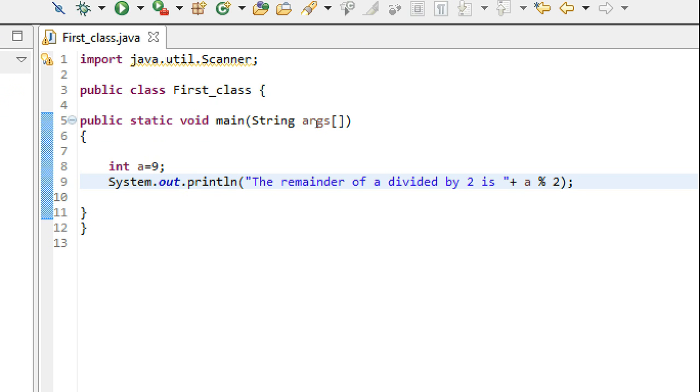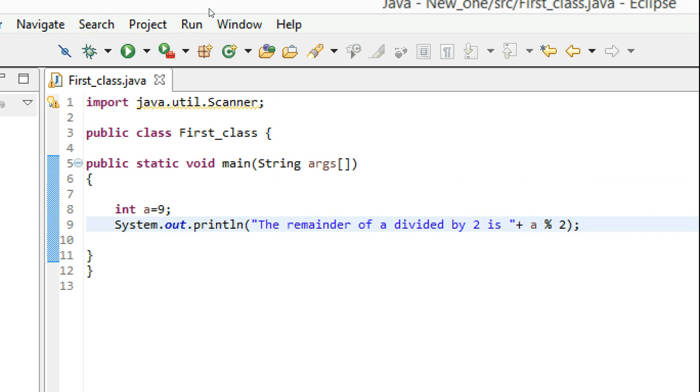But what we are dealing with, we need only the remainder for it. So that is pretty much how the modulus operator works. I'm sure I made my point.